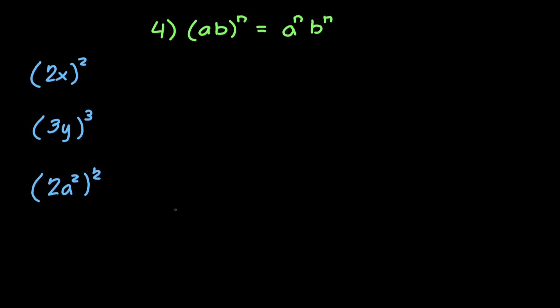Let's start with these examples. 2x raised to the power of 2. It would be 2 raised to the power of 2 would be 4, and x raised to the power of 2 will be x squared. 3y raised to the power of 3. 3 raised to the power of 3 would be 3 times 3, which is 9 times 3, which is 27. So it will be 27, and y raised to the power of 3 would be y cubed.